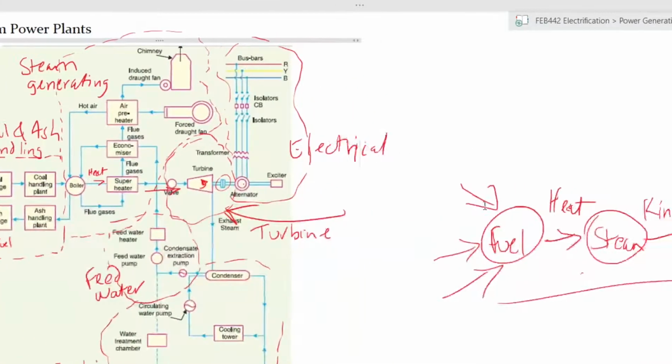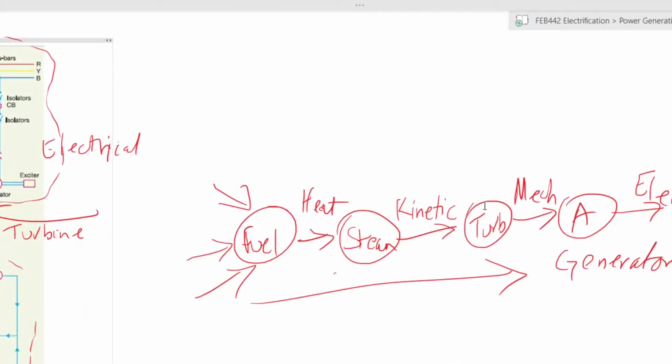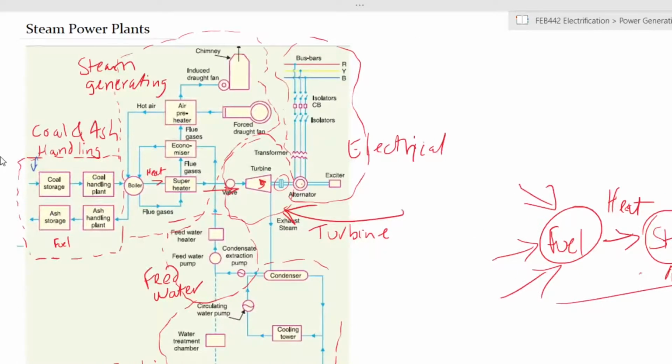But basically, the next few types of power plant that we look at are this form. You will generally have steam power plants turning a turbine which turns an alternator. Okay, so this first one is a coal-fired steam plant.